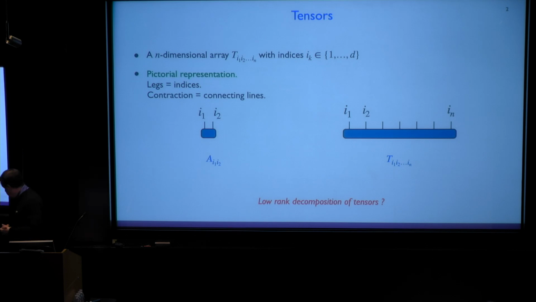Is there a pointer? Where is it? Oh, yeah, thank you.